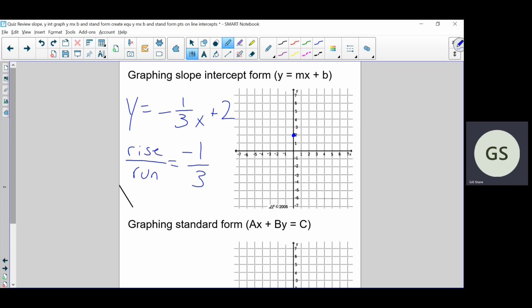All right, so now I just follow my steps. A positive run means I go right 3. A negative rise means I go down 1. And that's where my second point goes. And again, you could keep doing that, right 3, down 1, right 3, down 1 if you wanted. I'm not worried about that. That's a horrible line, but I'm just going to grade the first 2 points.